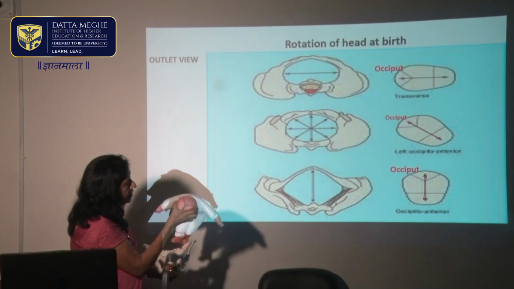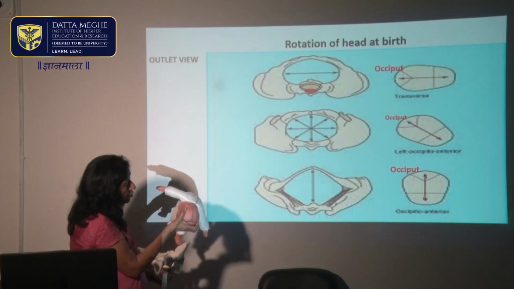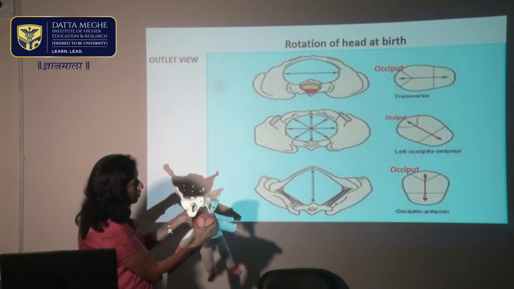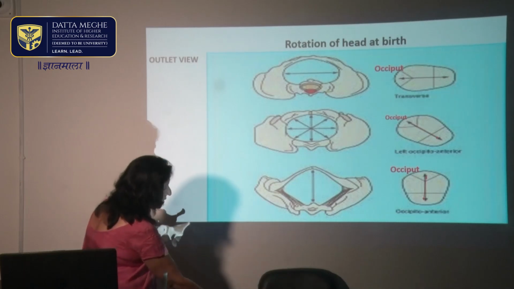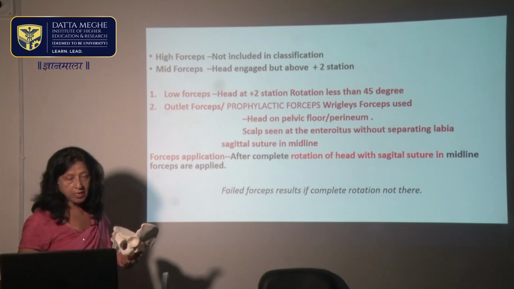So, the head may enter in the oblique diameter, the head may enter in the transverse diameter, but when it comes out through the outlet, it has to rotate below the pubic symphysis. This is how it should be. This is known as internal rotation, where it occurs on the pelvic floor.